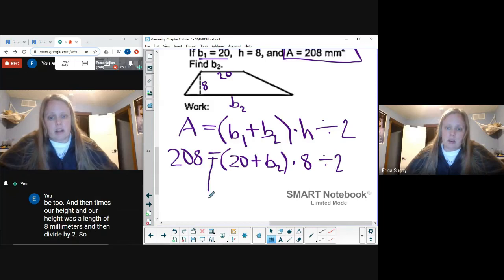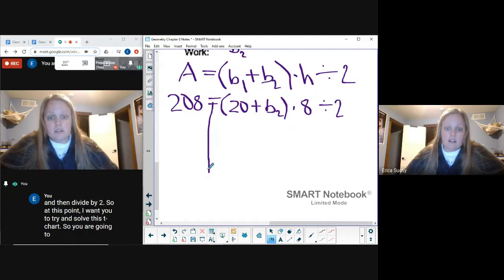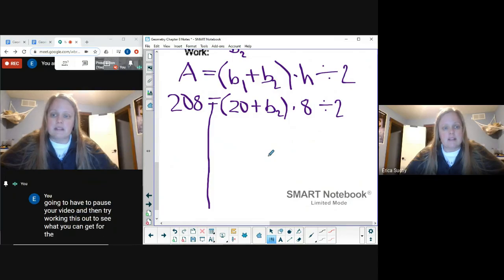So at this point, I want you to try and solve this T-chart. So you are going to have to pause your video and then try working this out to see what you can get for the answer for base 2. And then play the video to see if your answer matches mine.